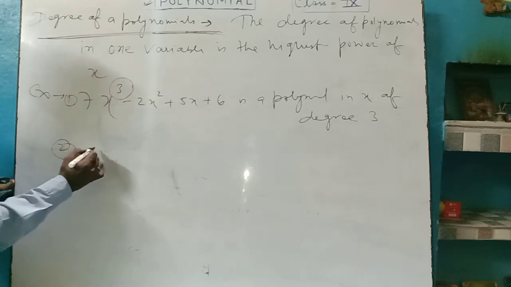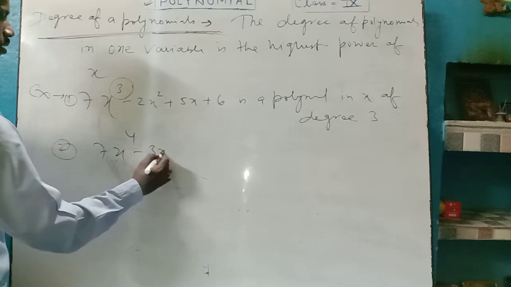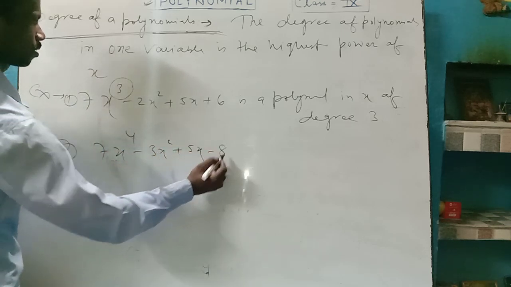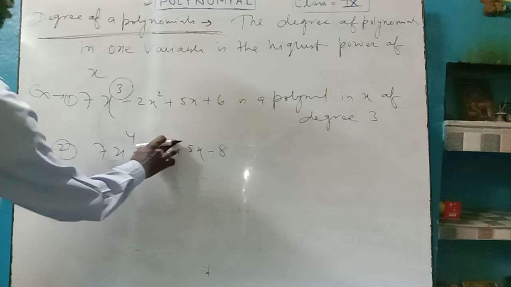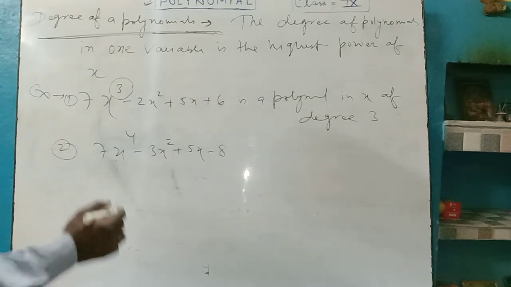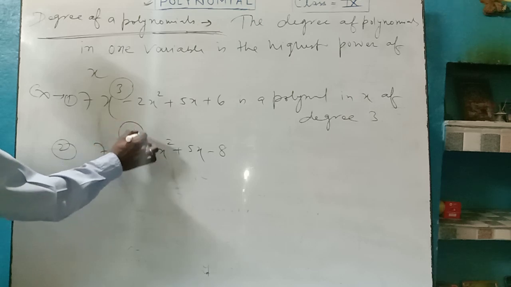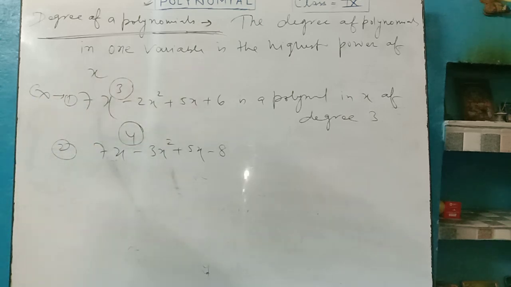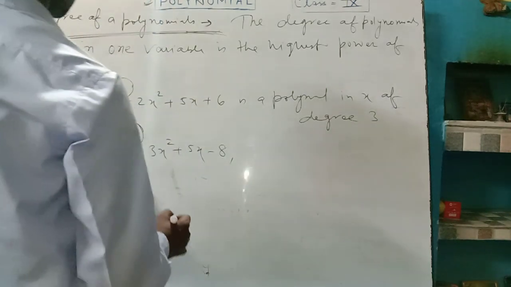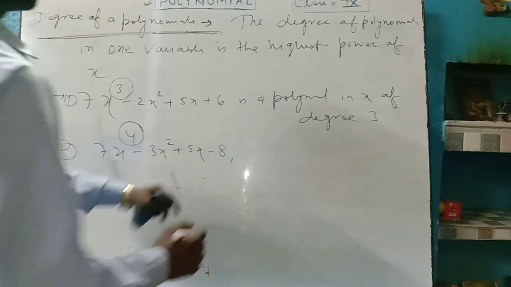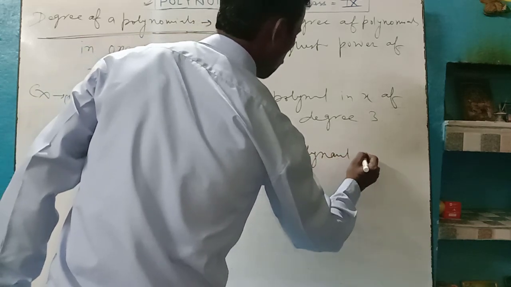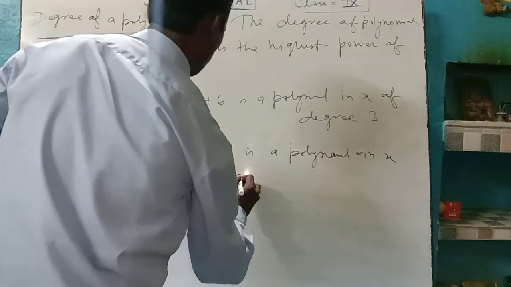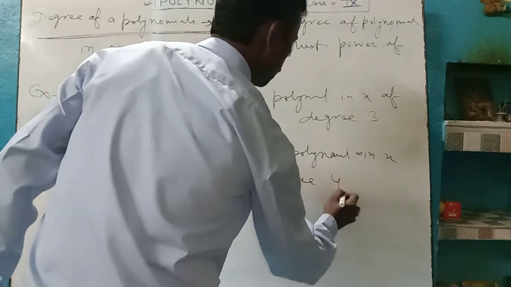Next, the second example is 7x to the power 4 minus 3x square plus 5x minus 8. Here we see that the highest power of the variable is 4. So the degree of the polynomial is 4. So this is a polynomial in x of degree 4.